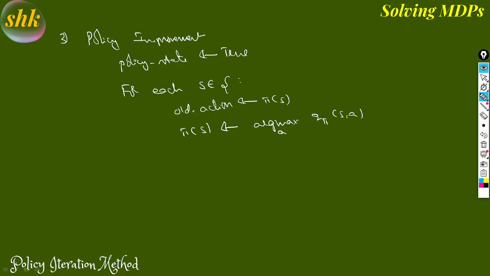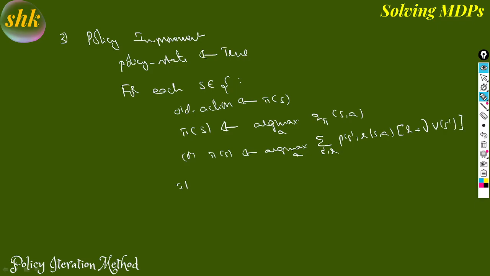Otherwise, we also can write this as the update of pi of s by substituting the value of q of s, a as argmax over a of the summation over s dash comma r of p of s dash comma r for a particular state s comma a, multiplied with r plus gamma times v of s dash.